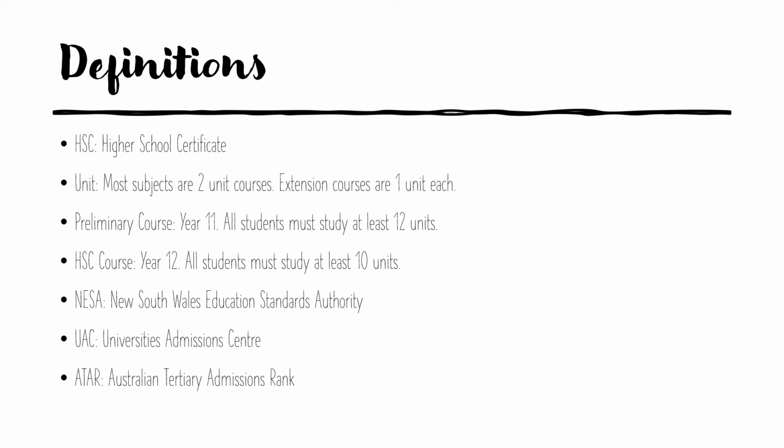NESA is the New South Wales Education Standards Authority, and they write the HSC exam and they do all the moderation of marks. Then you have UAC, which is the Universities Admissions Centre, and they're responsible for admission to university and the calculation of the ATAR. And finally, the ATAR is the Australian Tertiary Admission Rank.